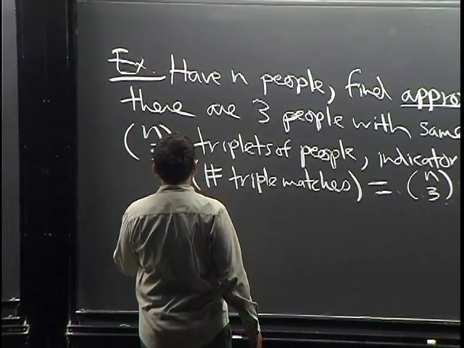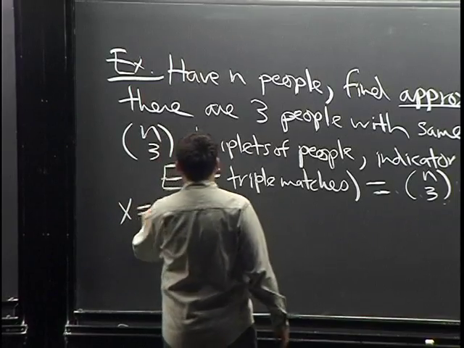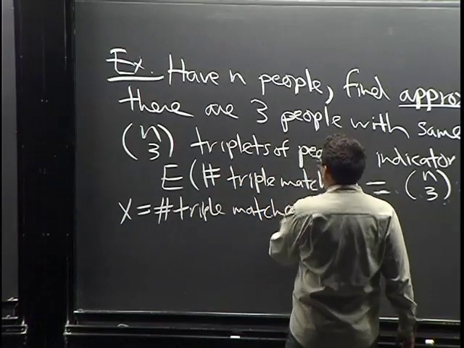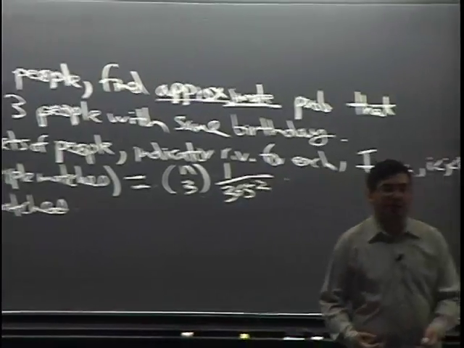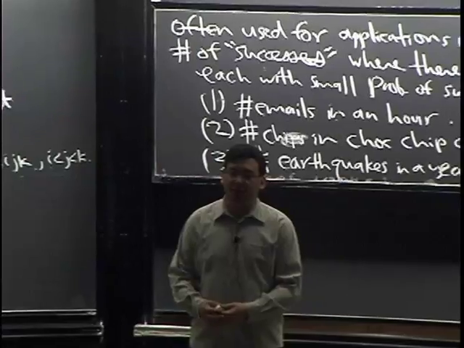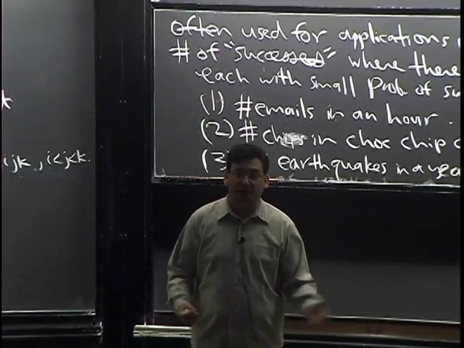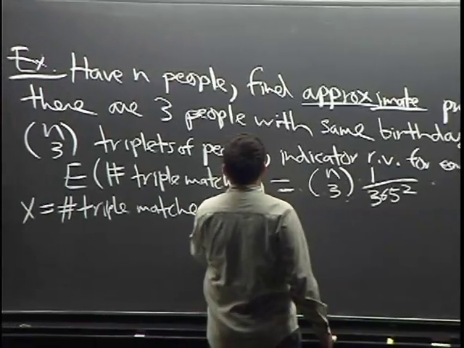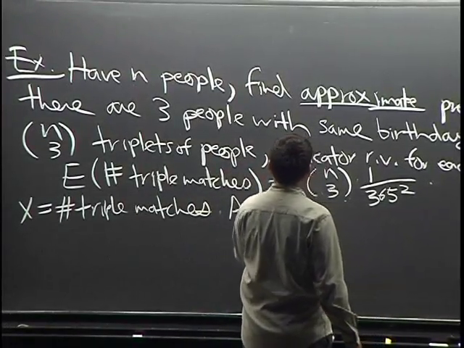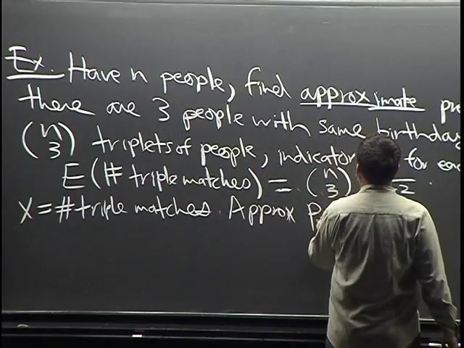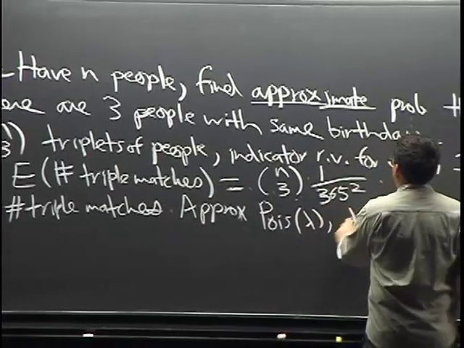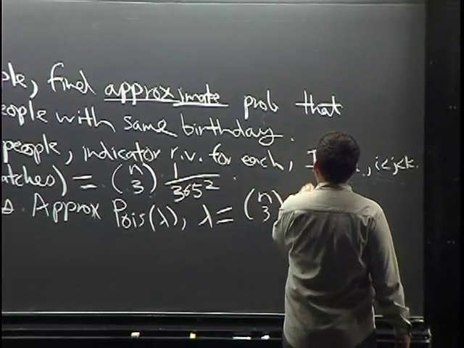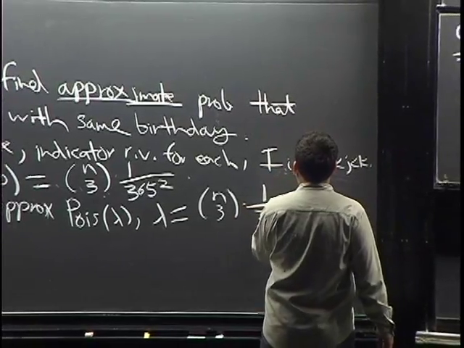And so let's let X equal the number of triple matches. There's no possible way that X could be exactly Poisson, because the number of triple matches couldn't be more than the number of triplets, whereas the Poisson has no upper bound. Okay? But we're claiming that it's approximately Poisson. And so let's talk a little bit more about why that approximation is valid. And lambda is what we just computed. It's the expected value.